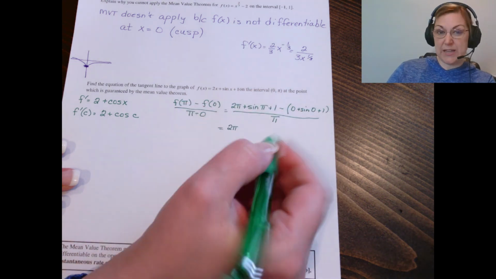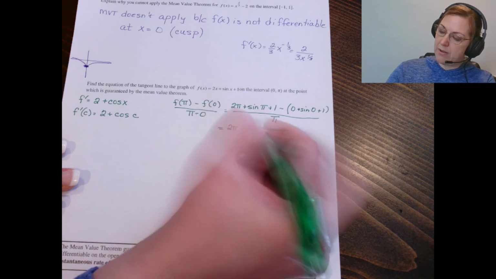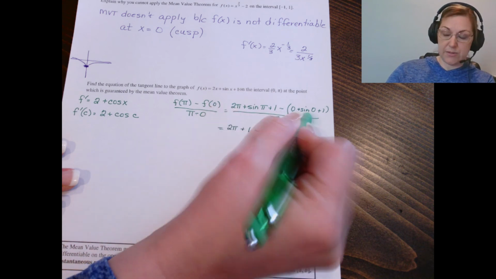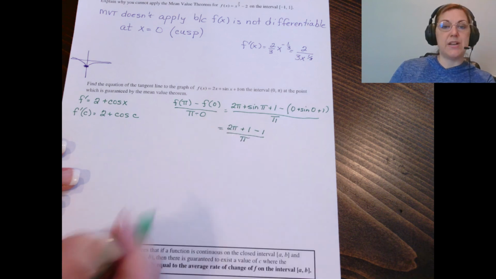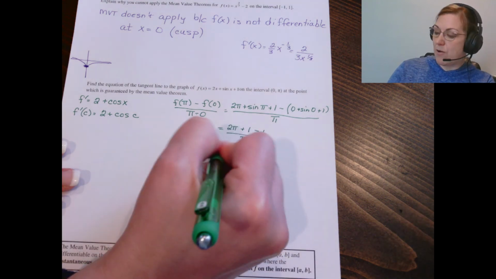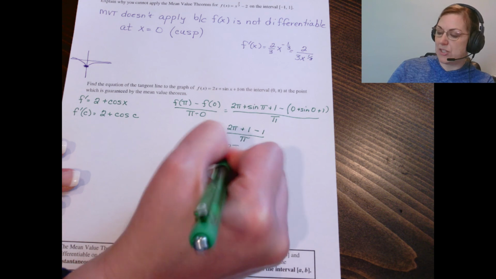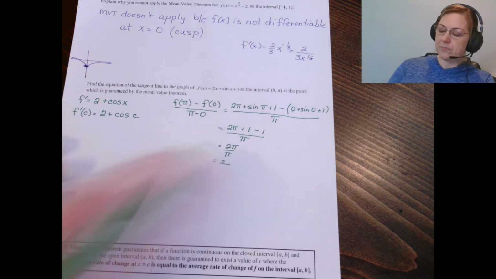So I've got 2 pi. Sine of pi is 0. So I've got 2 pi plus 1 minus 0. Sine of 0 is 0 minus 1. 1 minus 1 is 0. 2 pi over pi gives me just 2.